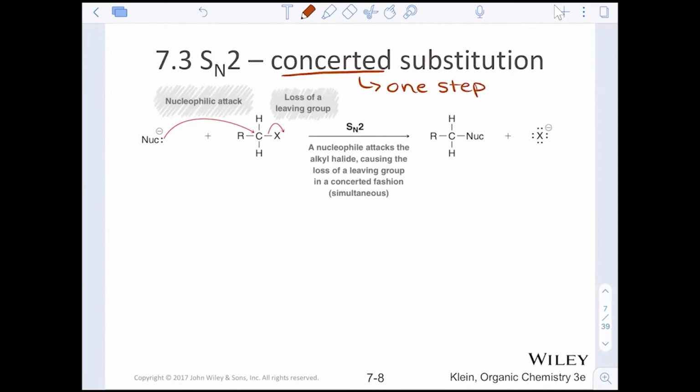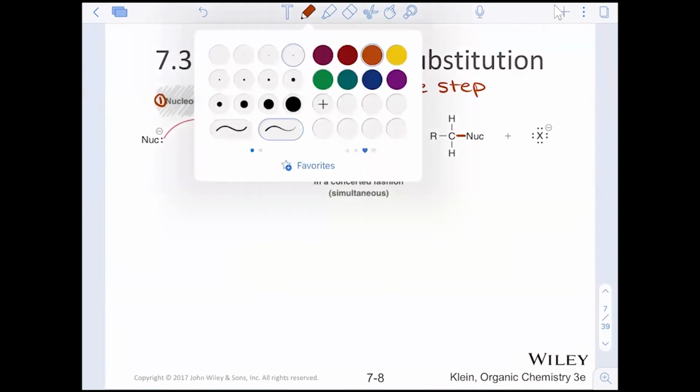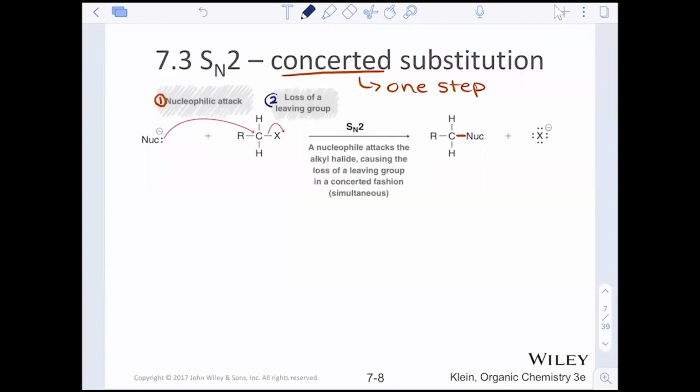And so with this concerted mechanism, it involves the bond breaking at the same time as the bond is forming. Namely, this first arrow of nucleophilic attack is the new bond forming between the carbon and the nucleophile. The second arrow that's happening there at the same time is the loss of the leaving group. The carbon to halogen bond is breaking. And so what we really want to be able to hone in on is a couple of these things in terms of what does SN2 stand for? How would we describe the rate law of this reaction? How would we describe the reaction coordinate diagram? So let's go ahead and do that now.